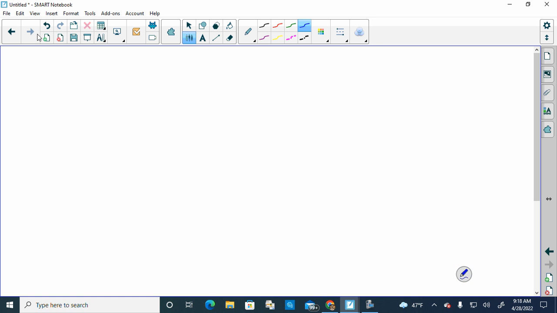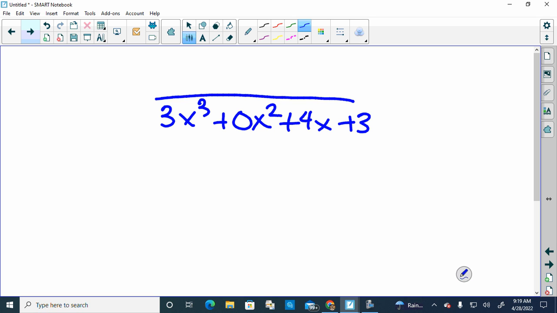Okay, so number 3, same thing. It's not in descending order. So 3x to the third. You don't have an x squared. Then an x, so that'd be 4x, and then plus 3. Then on the outside is x plus 1. So first divided by first would be just 3 what? X squared.